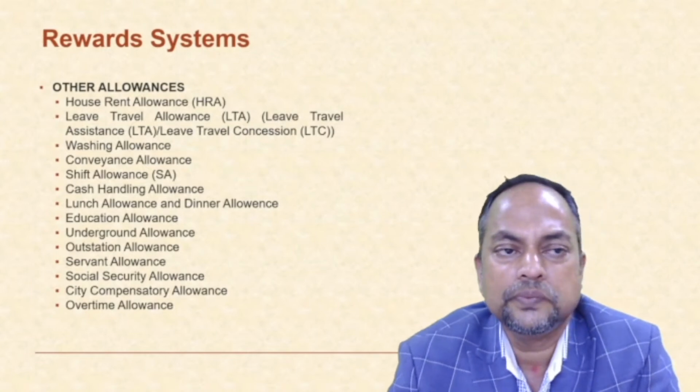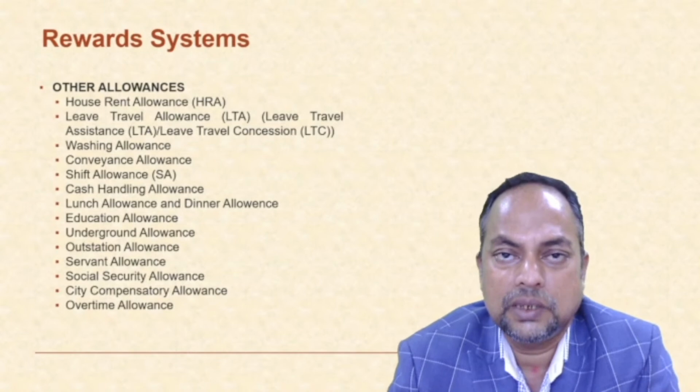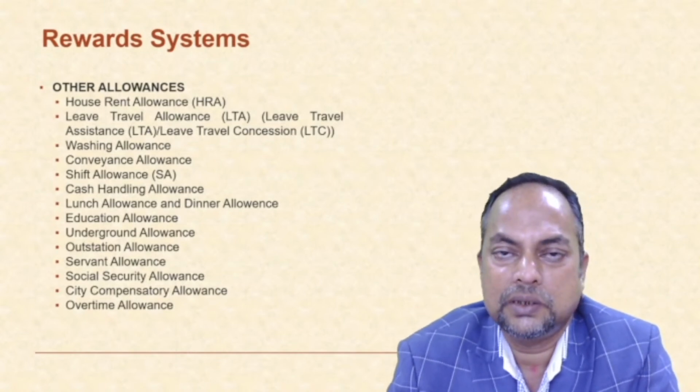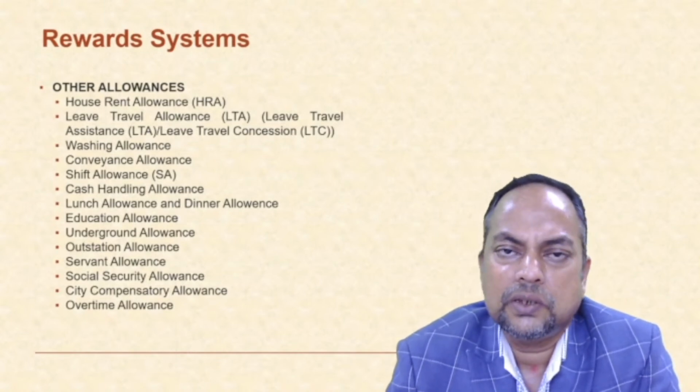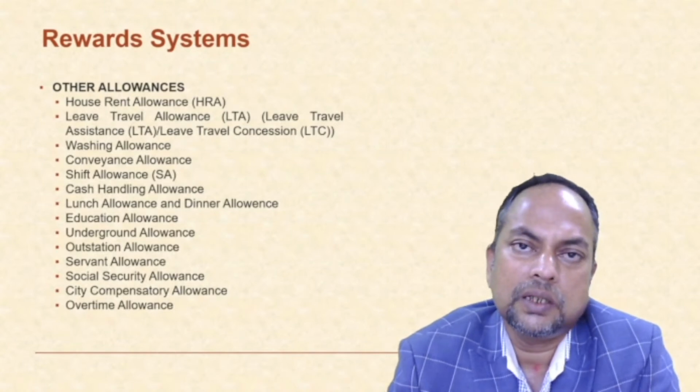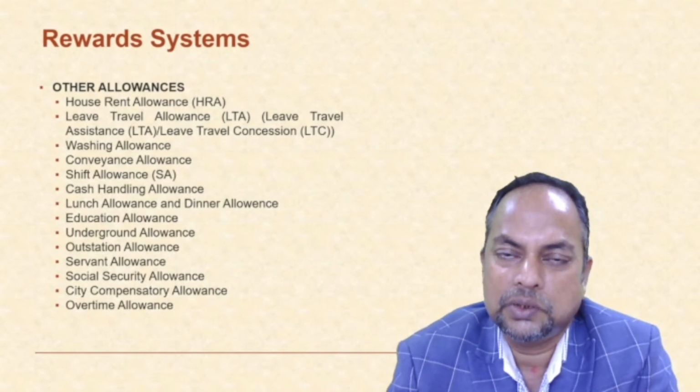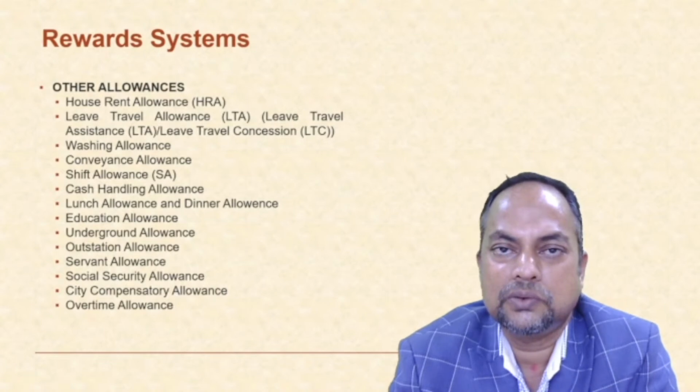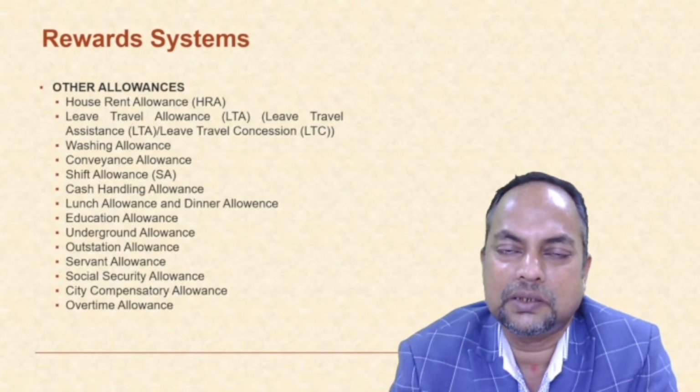We do talk of the various allowances that are administered in the organization. Different organizations nowadays come out with different sorts of allowances. So if I take a list of all of those allowances, it can be 40, 50, 60 kinds of numbers.